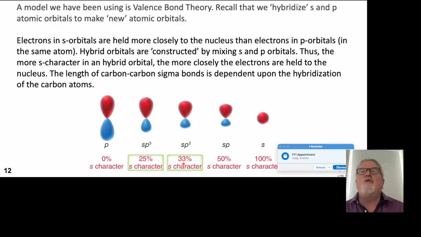So the sp2 hybridized carbon has 33% s character, because it's 1 of 3 orbitals that are used to mix. When we have sp hybridization, we have 50% s character. So that explains that the more s character we have, the more tightly those electrons in the hybrid orbitals are held to the nucleus, and the bonds become shorter.